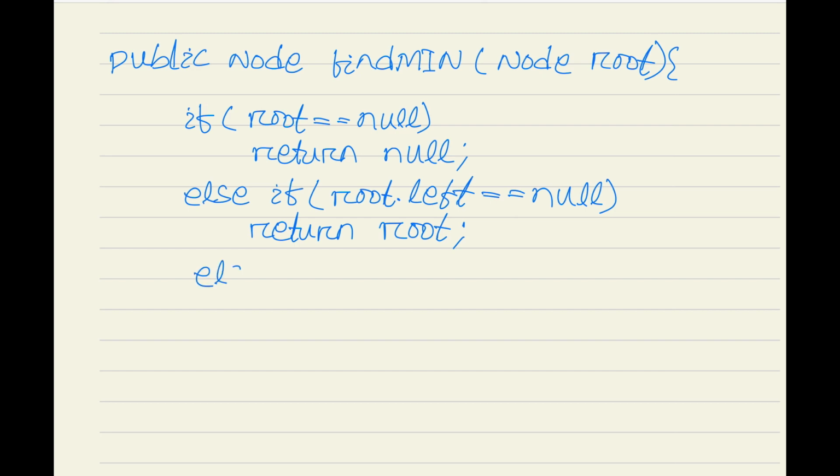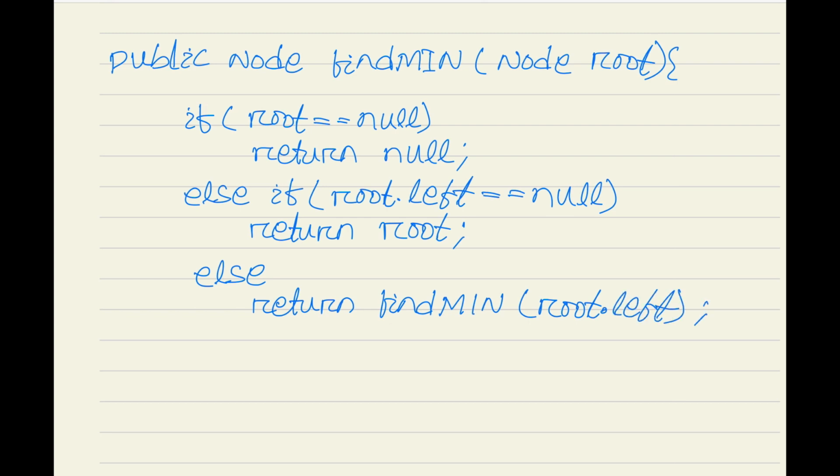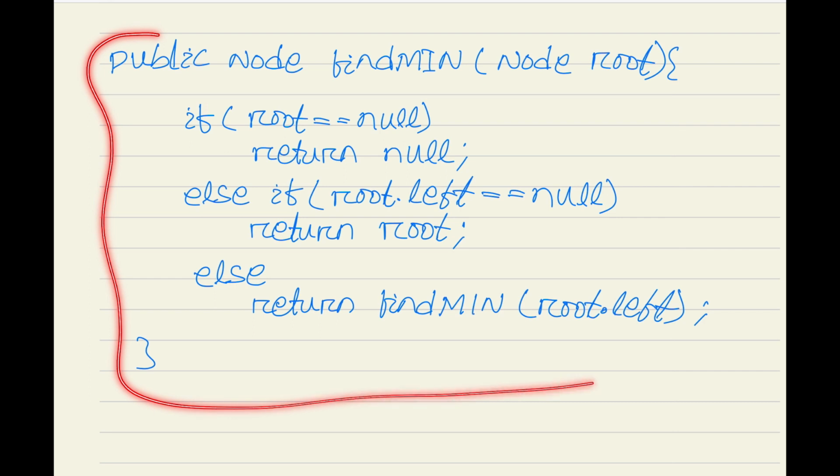Else, if the left subtree exists, call the find min method recursively on the left subtree. So else we can write return the same method find min, then root dot left. So this is the end of the method. This is the find min method.